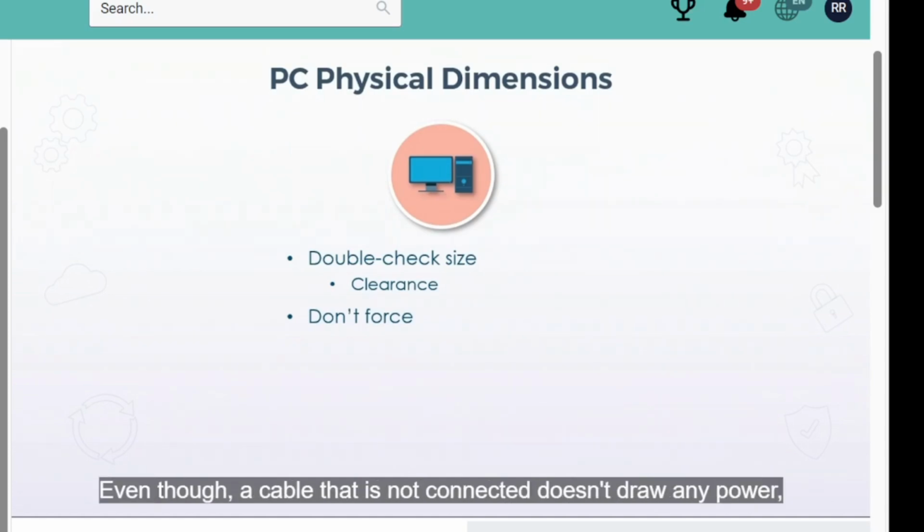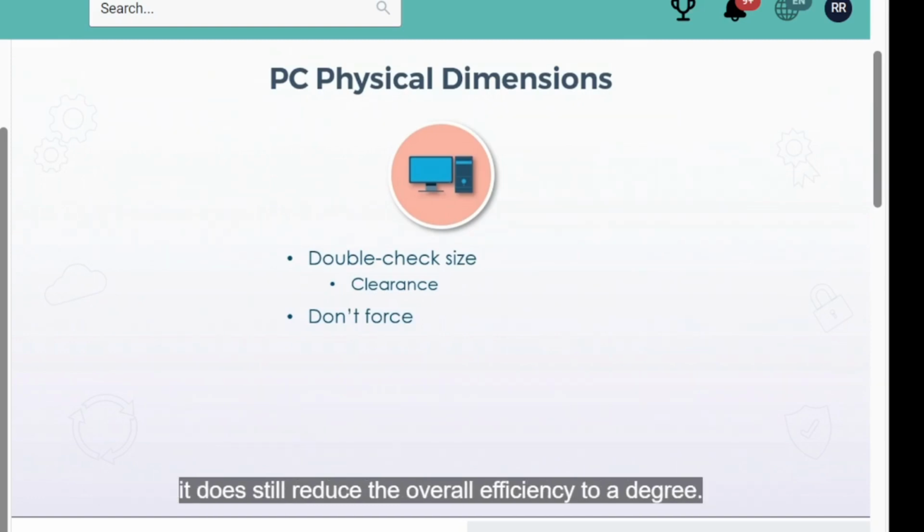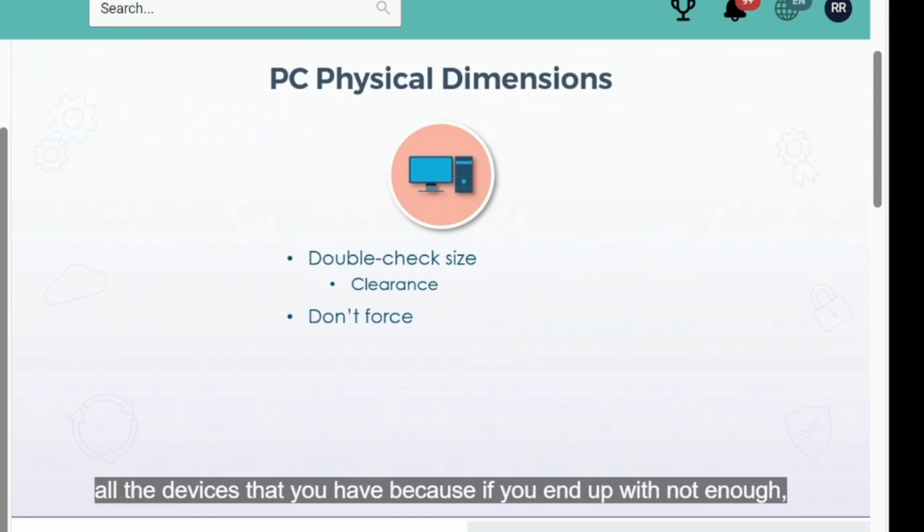Even though a cable that is not connected doesn't draw any power, it does still reduce the overall efficiency to a degree. So again, it's up to you, of course, but modular power supplies are certainly becoming more common. But as a final note, also just be sure that it does have enough connections to power all the devices that you have, because if you end up with not enough, then you simply will not be able to power those components.